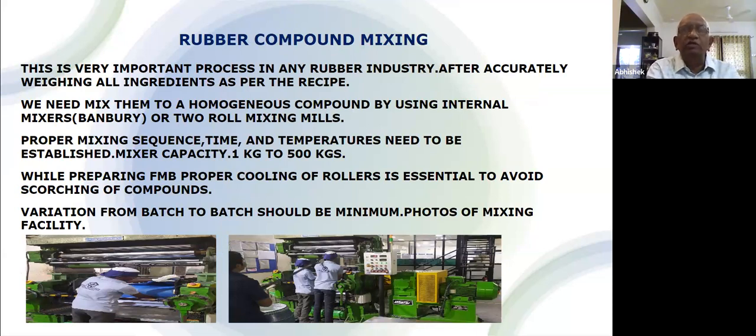Because if the compound is not homogeneous, your product quality may differ. So therefore, mixing or getting a homogeneous mix is very important. It is generally done in a mixer, which is also called a Banbury, or in an open mill, a 2-roll mixing mill. In Banbury, the mixing process is totally under closed condition. There is a big chamber inside, and it is totally computerized.